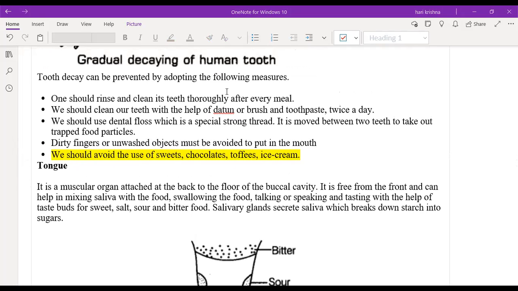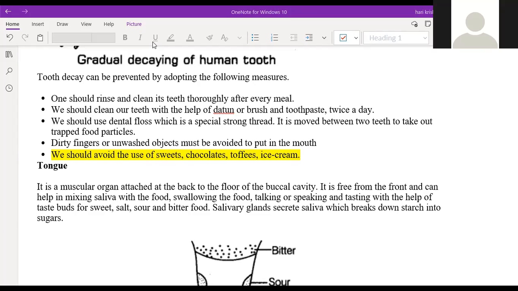Chaitanya, unmute yourself. Chaitanya, unmute. Chaitanya. Aditi.